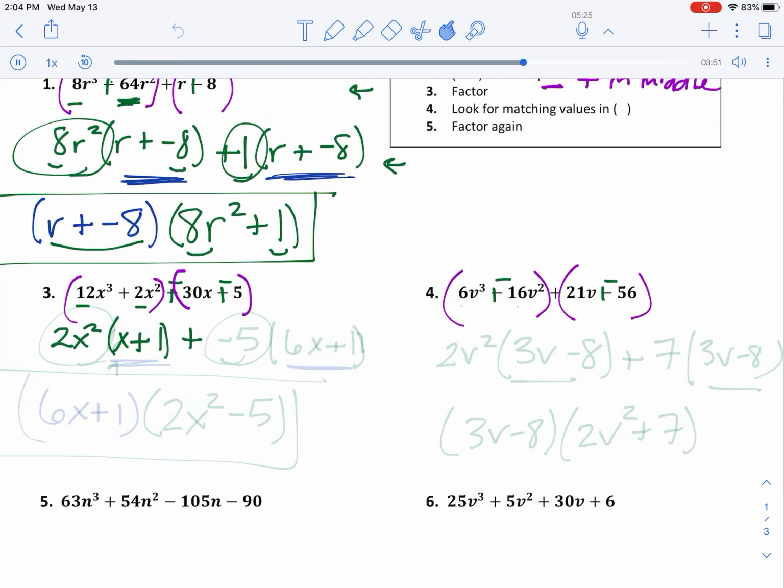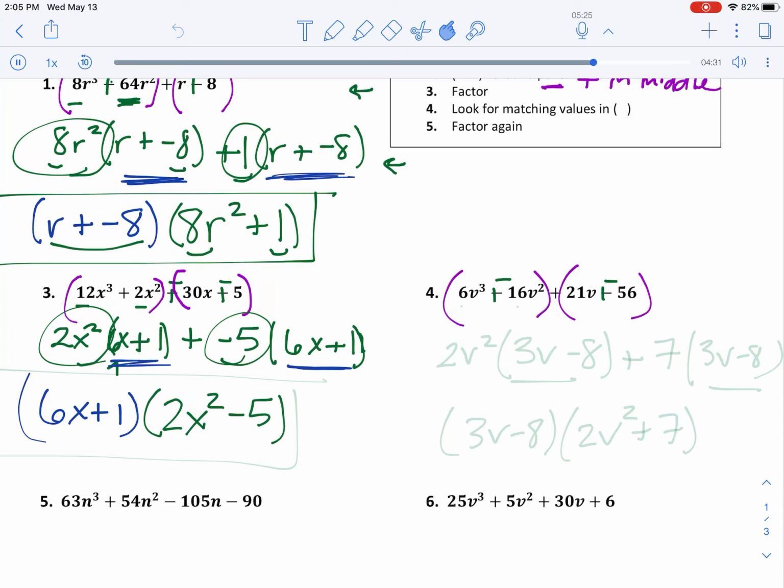And then negative 5 and negative 30, that's a negative 5. And that would be a positive 6x plus 1. Oh, wait, these aren't the same. So what did I do wrong? Oh, there's a mistake here in my math. So I should have had a 6 right there, because 2 times 6 is 12. It's really important that these do look the same. Otherwise, go back and see if you made a mistake. Now that I know that they're the same, I'm going to pull that out in front. 6x plus 1. And use what's left over in my second parentheses, 2x squared minus 5.